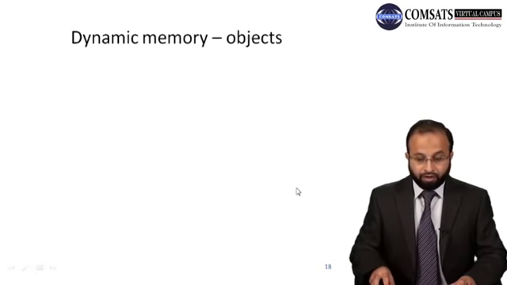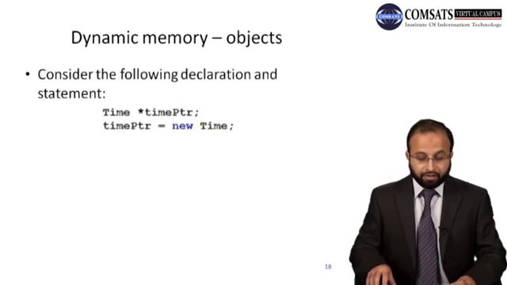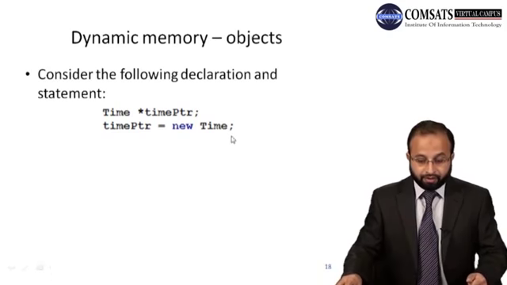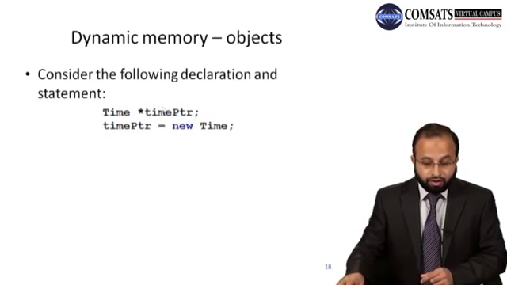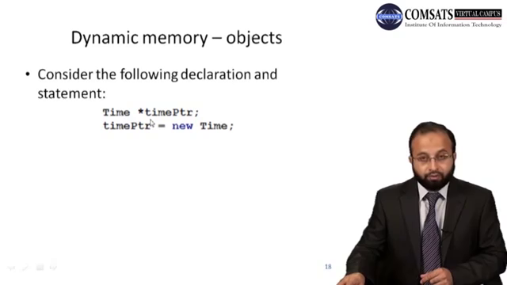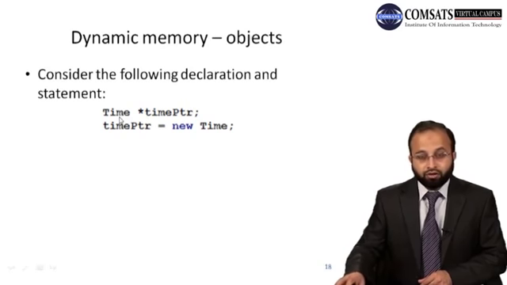Now we have seen the simple program. Now we come to dynamic memory for objects. How can we allocate dynamic memory for objects? So consider the following declaration and statement. We create a pointer. Time PTR is a pointer that points to an object of type Time, or we can say that this pointer points to the memory location where the object of Time is stored. Okay, the memory location where the object of the Time class will be stored, Time PTR will point to it.